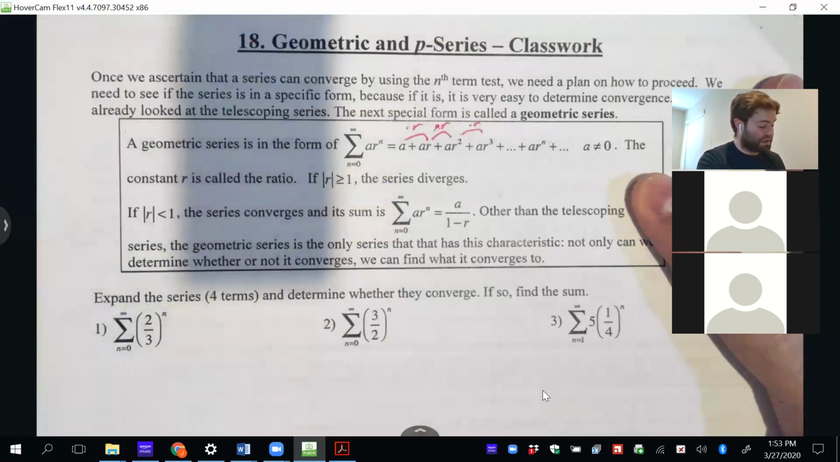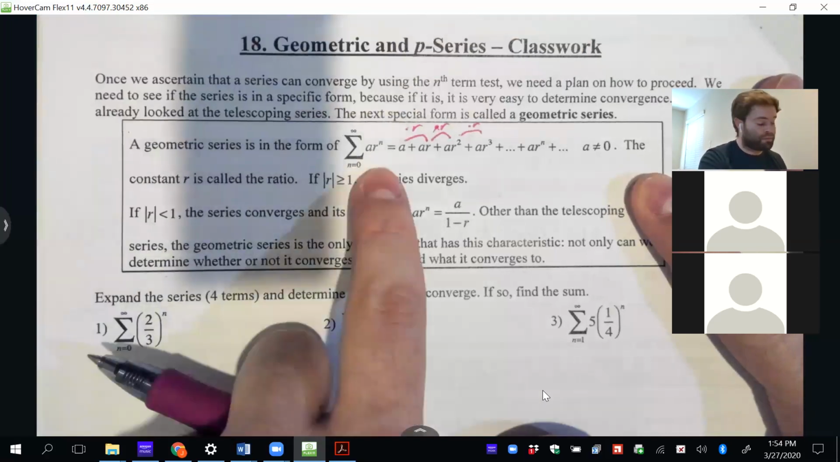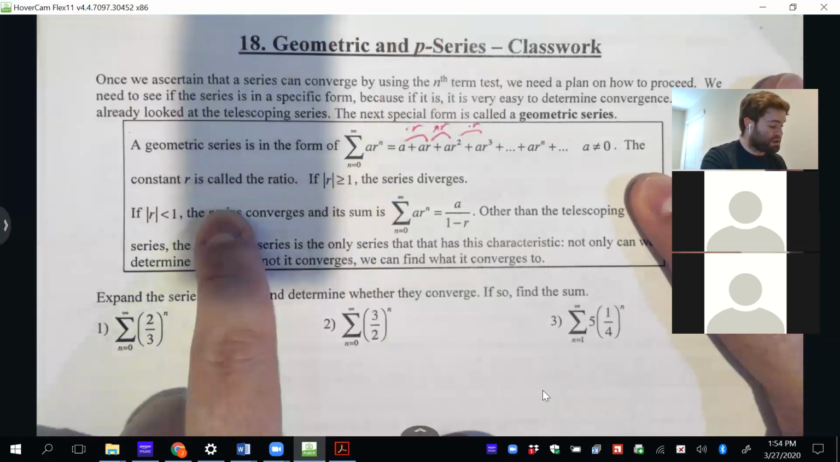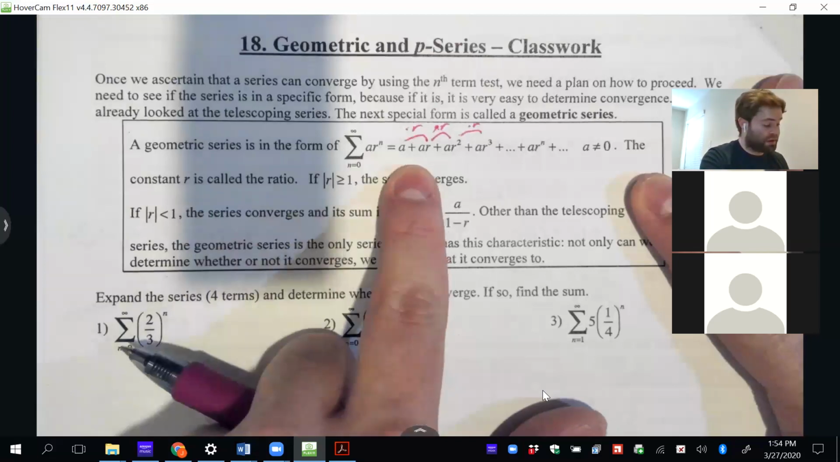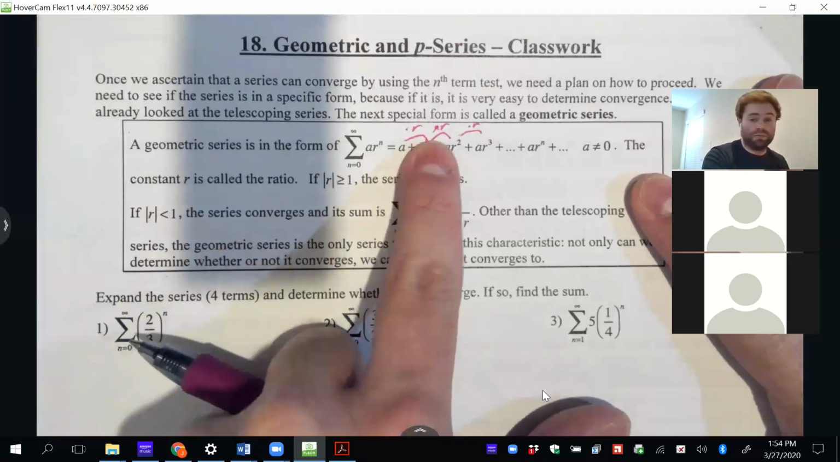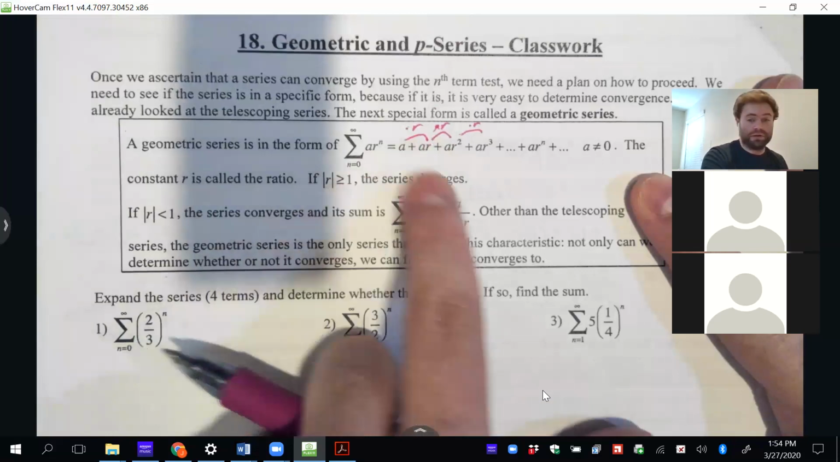That's a geometric sequence when it's multiplying by the same thing over and over again. So r represents that common ratio. r is the common ratio. a is just whatever beginning number you have, whatever beginning number you have when n is 0, your 0th term.